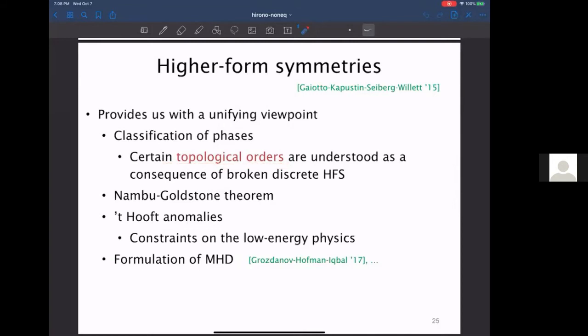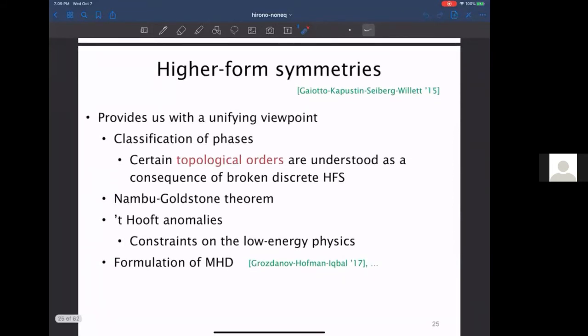So conventionally, those topological orders are considered to be non-classifiable in terms of the symmetry breaking pattern, but there are certain types of topological orders that are seen as a consequence of spontaneously broken higher form symmetries. And there are continuous higher form symmetries, and when they are spontaneously broken, there appear Nambu-Goldstone modes, and so the Nambu-Goldstone theorem is extended to those higher form symmetries, and actually the photon is considered to be the Nambu-Goldstone mode associated with the breaking of a U(1) one-form symmetry.